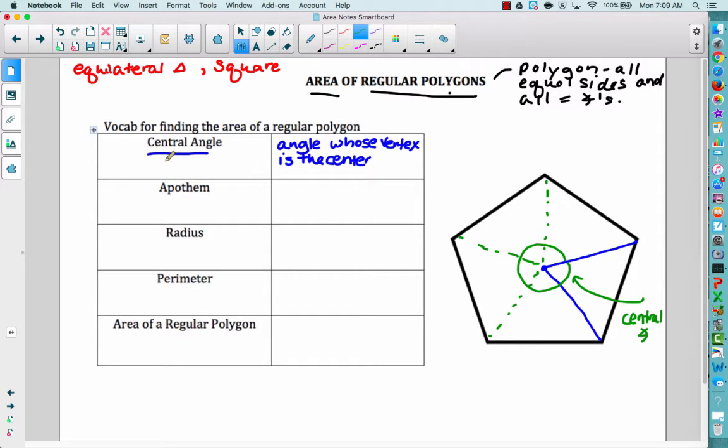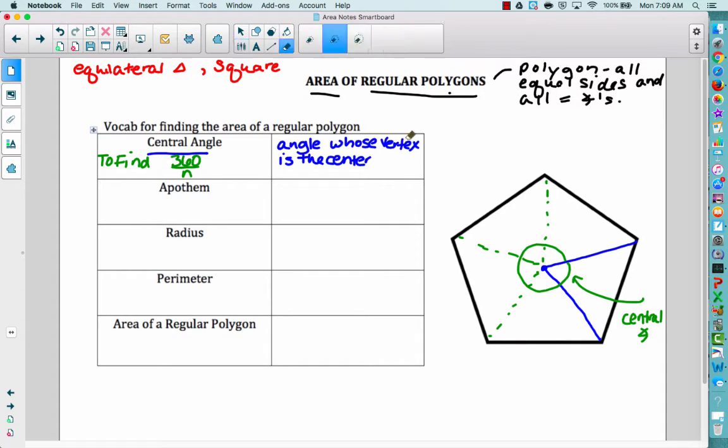So to find a central angle, all you have to do is do 360 divided by the number of sides, and that will give you each of those angles. So in this case, I would do 360, 1, 2, 3, 4, divided by 5.